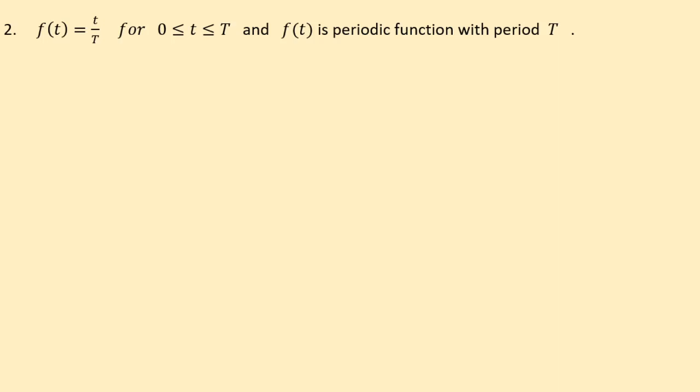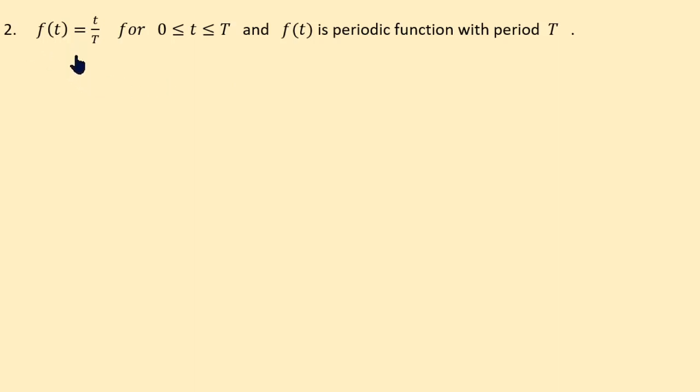One more example: f(t) is t by capital T, where t is between 0 to capital T, and f(t) is a periodic function with period T. See how this function looks. In the first period 0 to capital T, f(t) is t by capital T. When t is 0, f(t) is 0. When t is capital T, f(t) is 1. So it goes from 0 to 1, and then next 0 to 1, 0 to 1. So it is like a sawtooth wave.